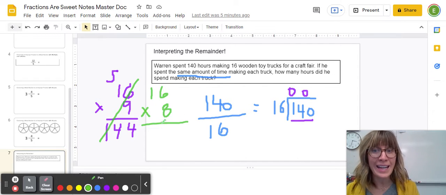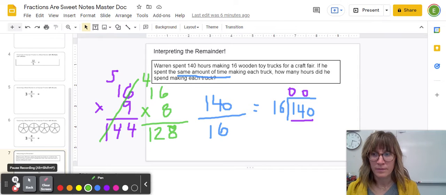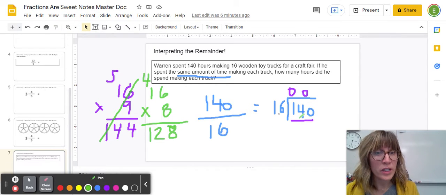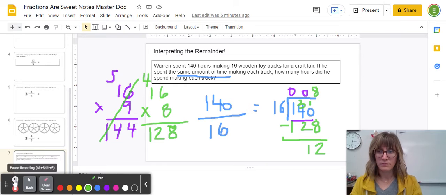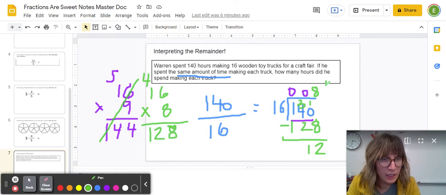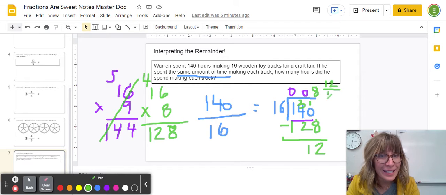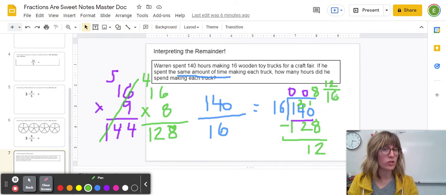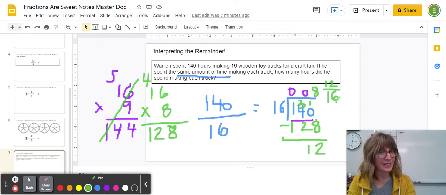We have our problem set up here. So as we multiply, we see that we get 128. And we do have the ability to have 128 work here because we have a total of 140 hours. So now we're going to subtract. We end up with 12 hours left over out of how many? Well, out of 16 toy trucks, right? So he spent 8 full hours and 12 out of 16 left over.